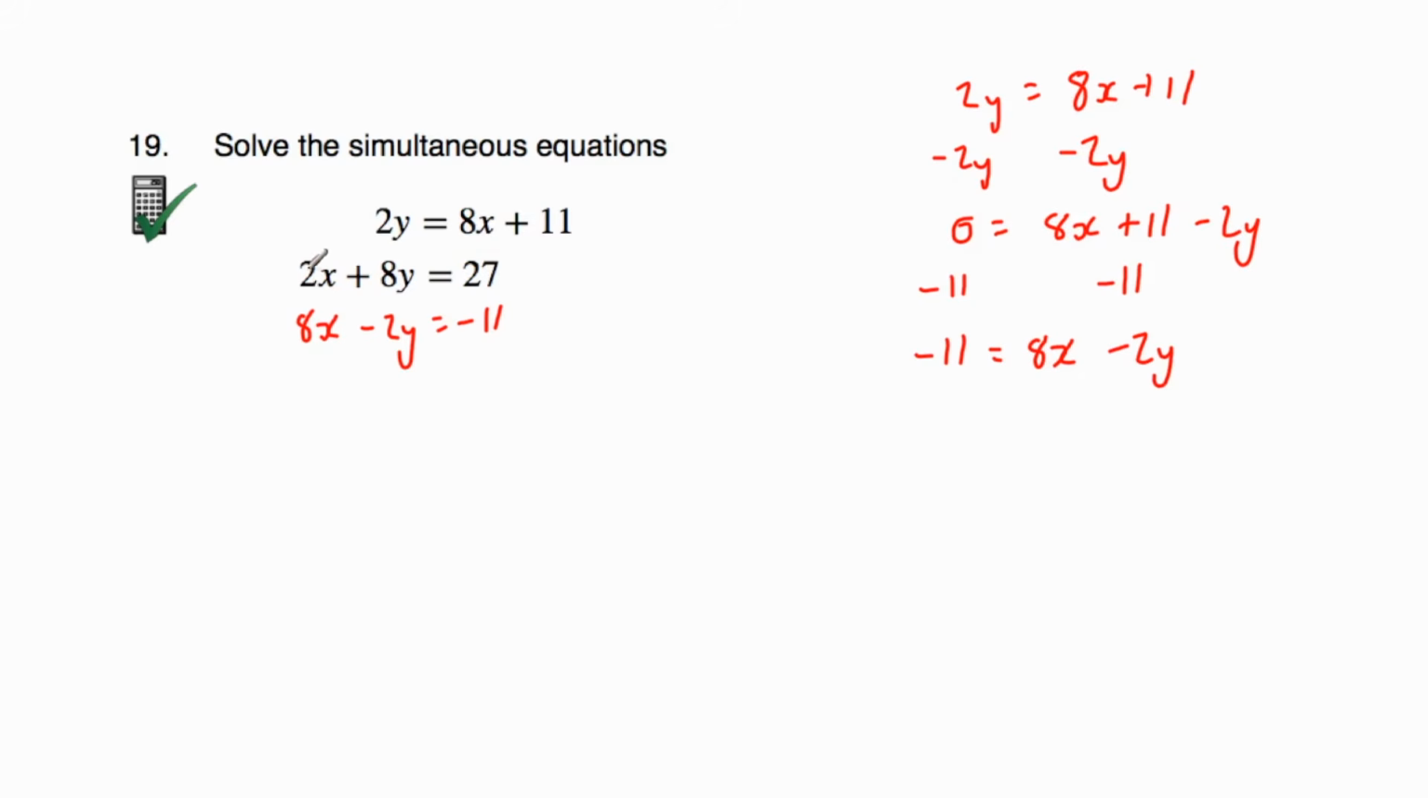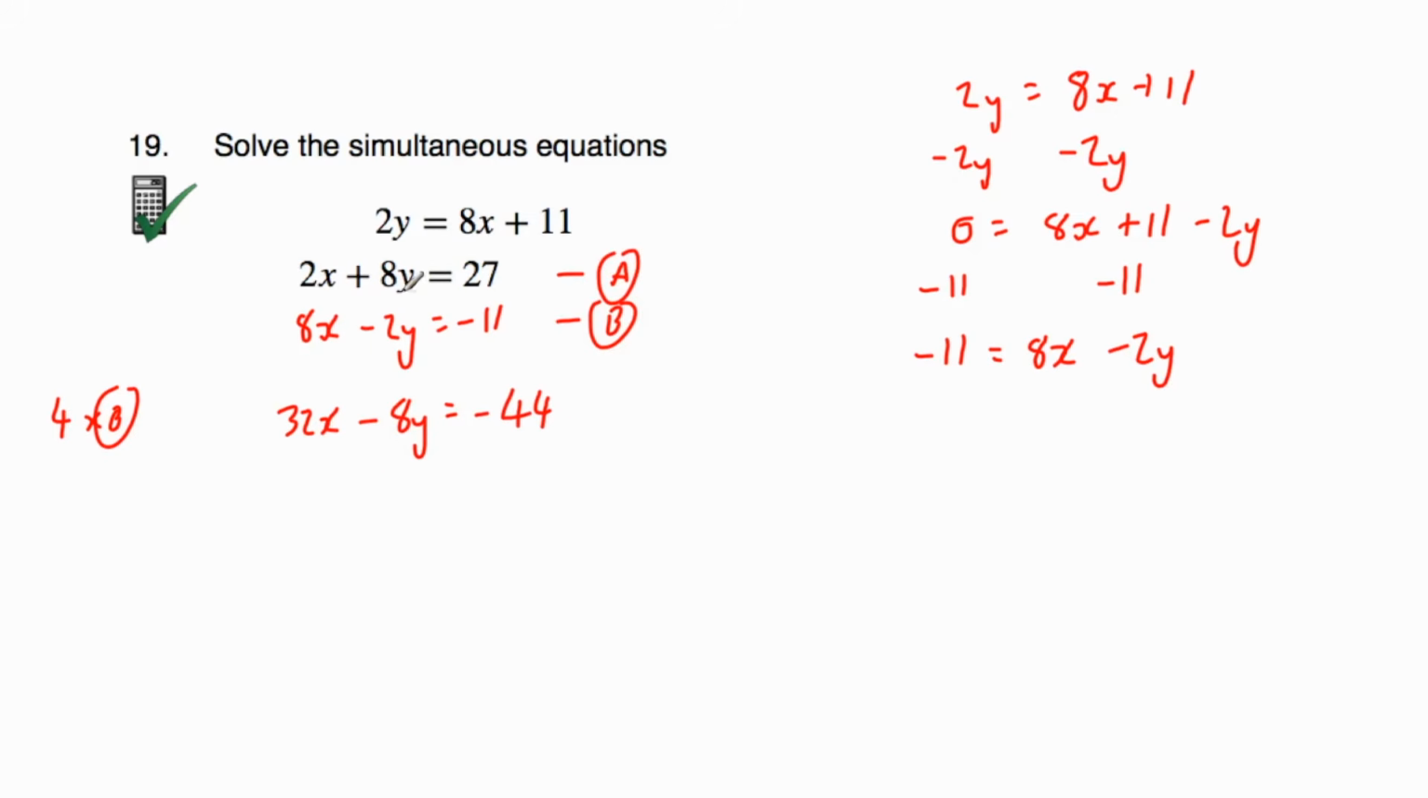Now if we look at our two equations, let's call them A and B, you can see that you've got 8y in one and minus 2y in the other. Now if we multiply equation B by 4, we will have minus 8y, and that means we can add our 8y and our minus 8y to get 0. So let's do 4 times B. 4 times 8x is 32x, 4 times minus 2y is minus 8y, and 4 times minus 11 is minus 44. So that's multiplying B by 4.